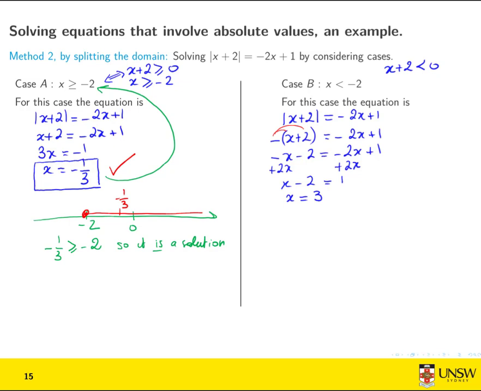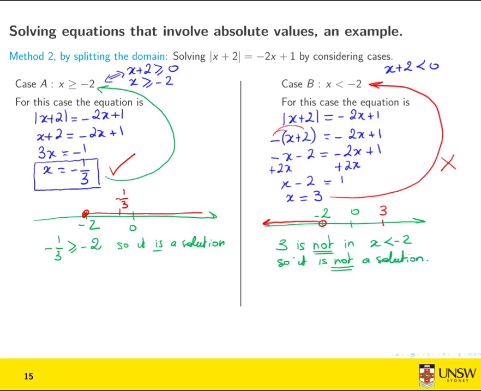Let's do the same thing for the other side. The calculations we have are valid only for numbers which are less than negative 2. So they're valid only for those numbers. And look at the value we found. 3 is here. So 3 is not in the range for which the calculations are valid. Therefore, it's not a solution. So remember, whenever you use this method, that you actually check that the value you get in the end is in the range for which the calculation is valid.